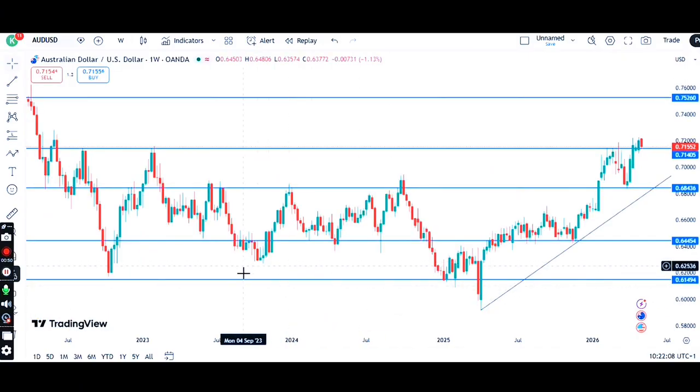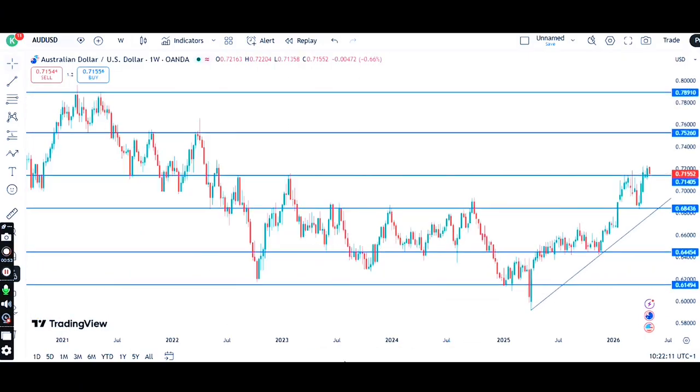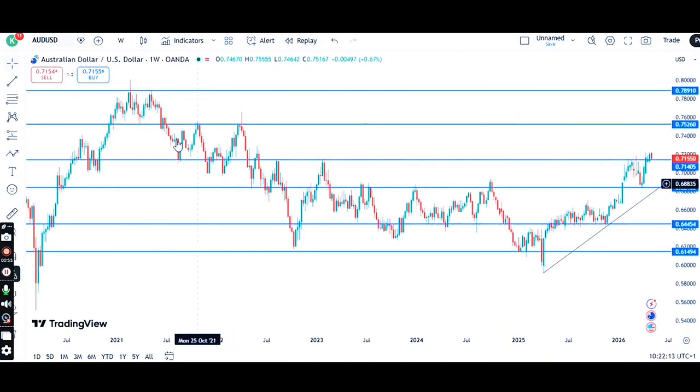On the weekly time frame, the first thing that you need to do is to mark off all the support and resistance levels in your chart, okay, using a horizontal line. So I have done it here. These are my resistance levels, okay, and these are my support levels.